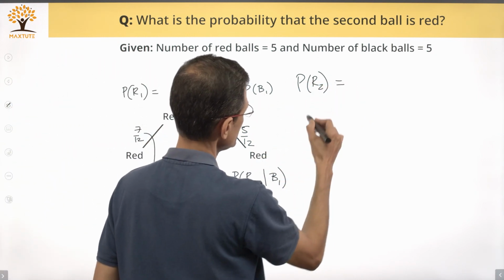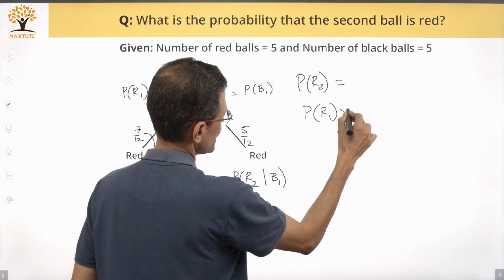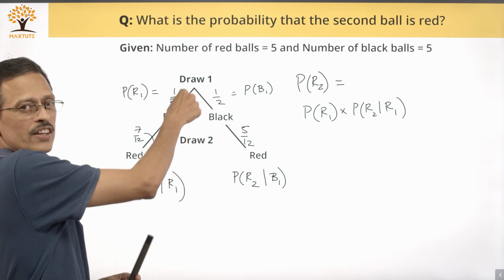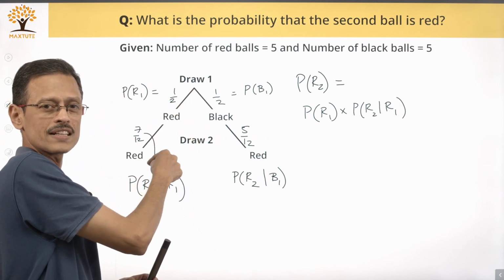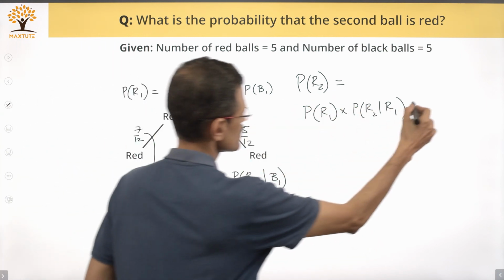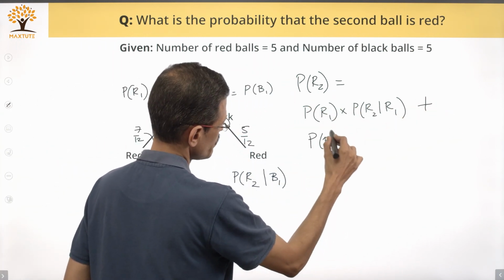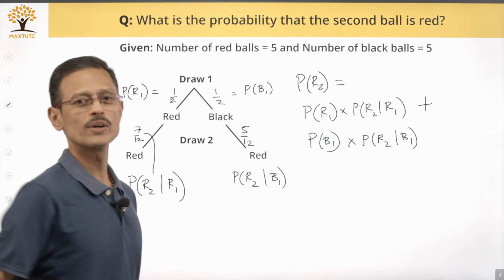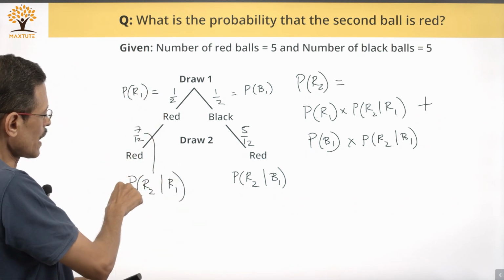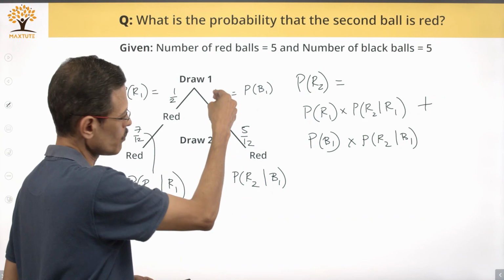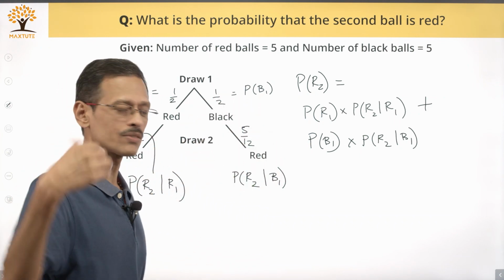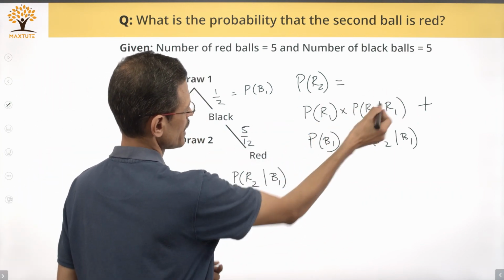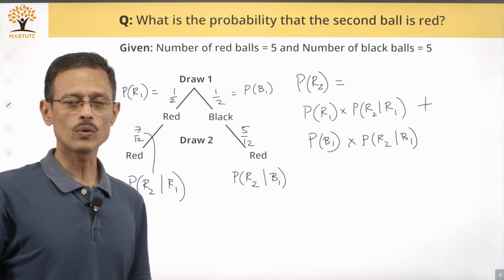So P of R2 is equal to P of R1 times P of R2 given R1, right? Probability that the first one is a red times the probability that the second one is a red given the first one is a red, plus P of the first one is a black times P of R2 given B1, right? This is what is going to give you the marks, right? P of R1 times P of R2 given R1 plus P of B1, whatever we multiplied and wrote there, we are now using it in terms of denotation, times P of R2 given B1. Plug in the values, the same thing, we know the values, half 7 by 12, half 5 by 12. The answer is going to be equal to 1 by 2, right?